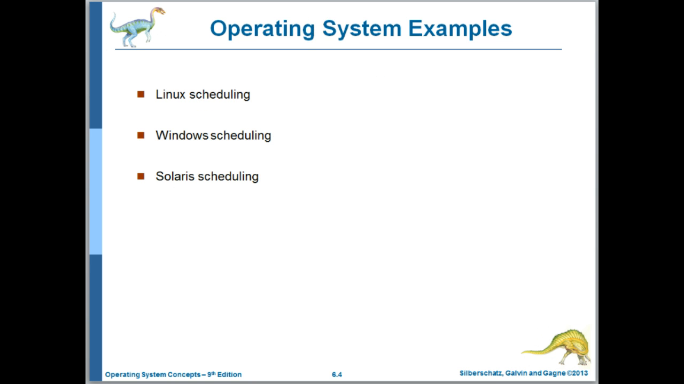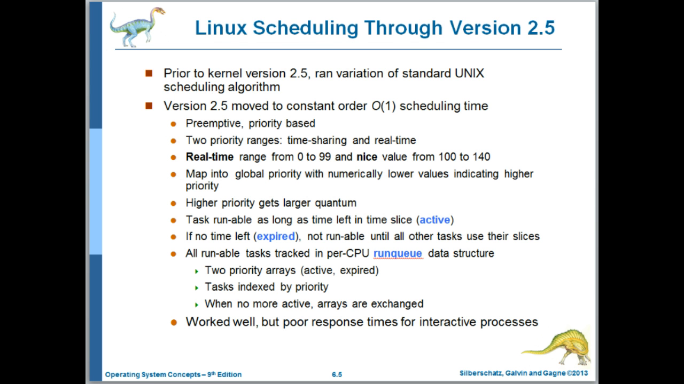All right, so here we go with Linux, Windows, and Solaris. Prior to kernel version 2.5, Linux used an order N scheduler, and in more modern systems, particularly servers, as N becomes large, that scheduler became unwieldy. So with kernel version 2.5, the scheduler was shifted to a constant time order 1 scheduler. As you can see here, it's preemptive, priority-based. It uses the basic structure of a multi-level feedback queue with one queue per priority.